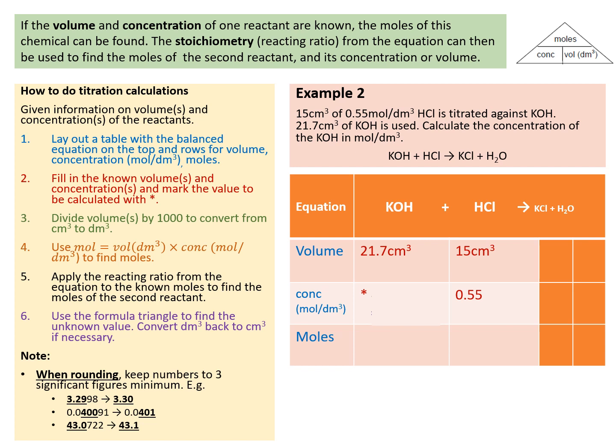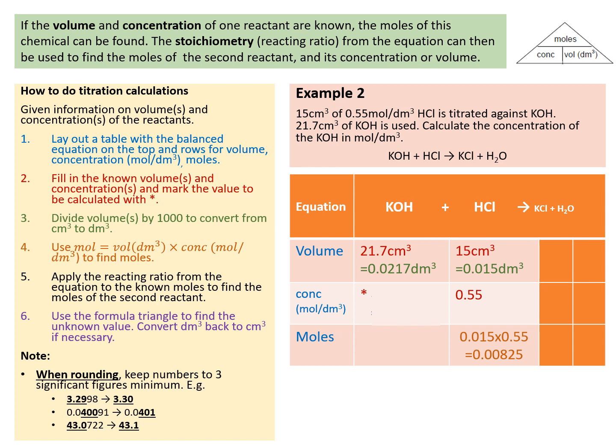Step 3, divide the volumes by 1,000 to convert from centimeters cubed to decimeters cubed. So 15 divided by 1,000 gives us 0.015 decimeters cubed, and 21.7 divided by 1,000 gives us 0.0217 decimeters cubed. We're then going to find our number of moles for the reactant, which we have 2 bits of information for. So in this case, the HCl, we know both the volume and the concentration, so we can go on to find the moles by multiplying those 2 together.